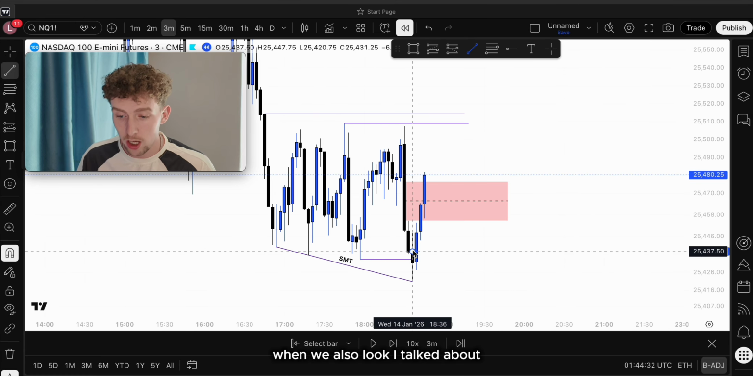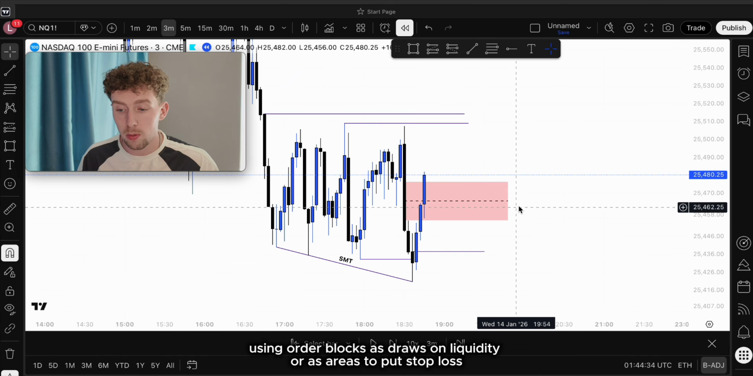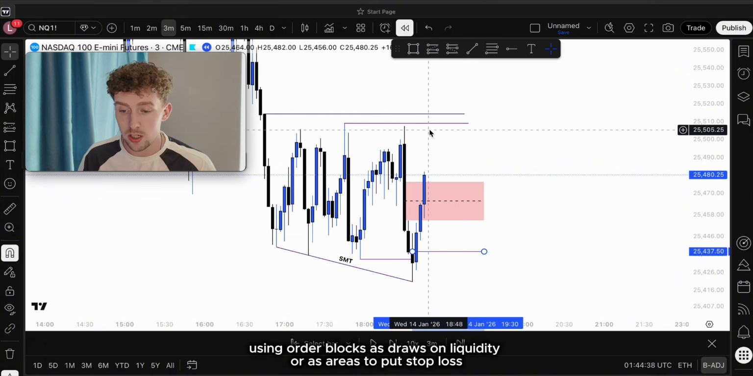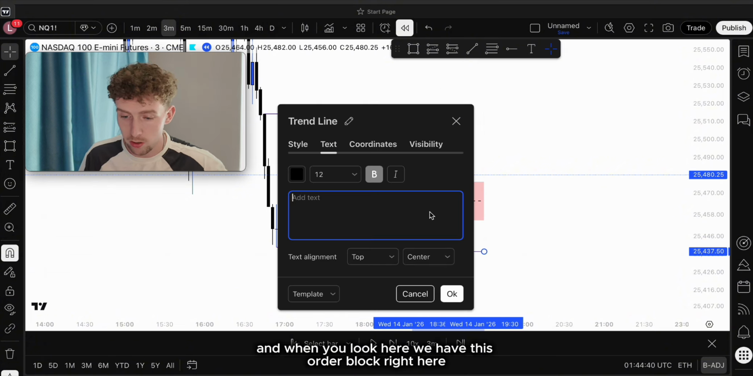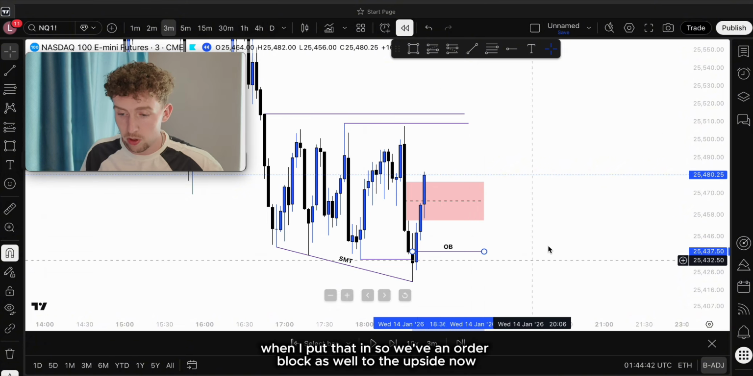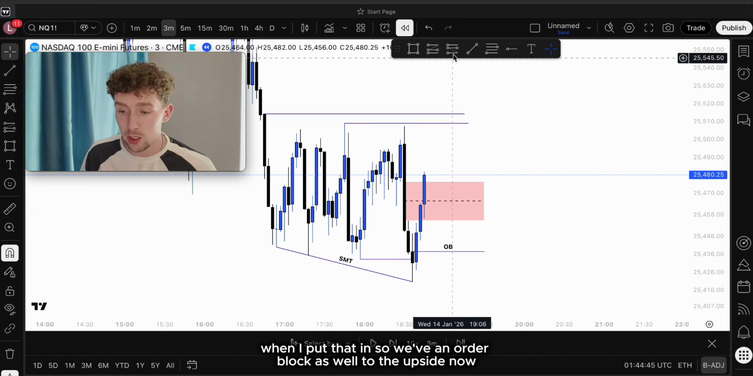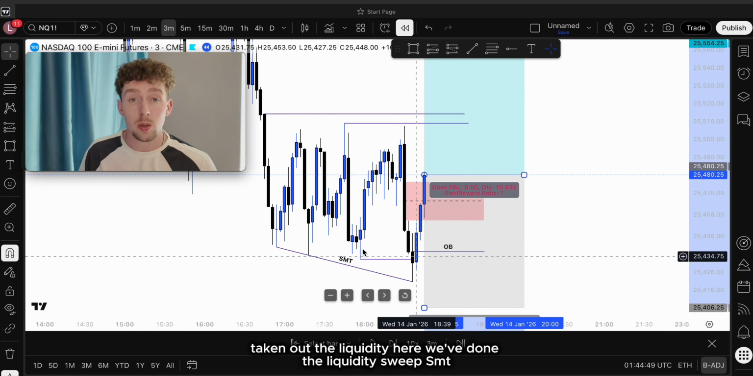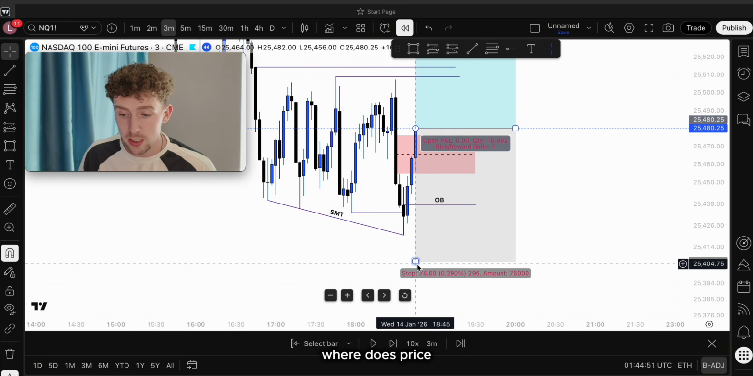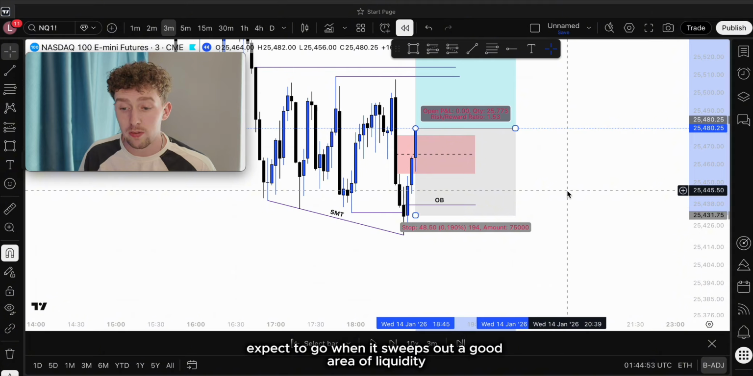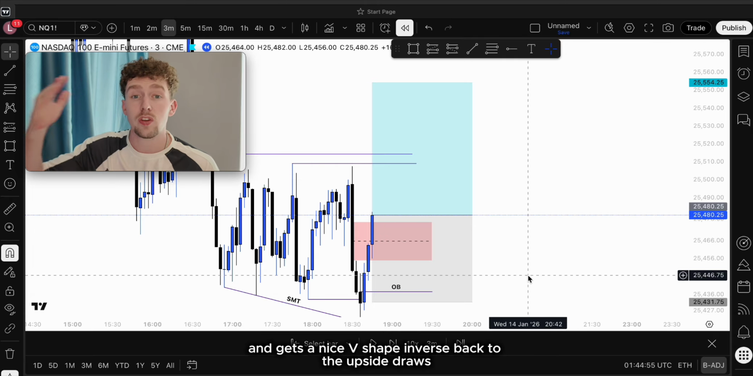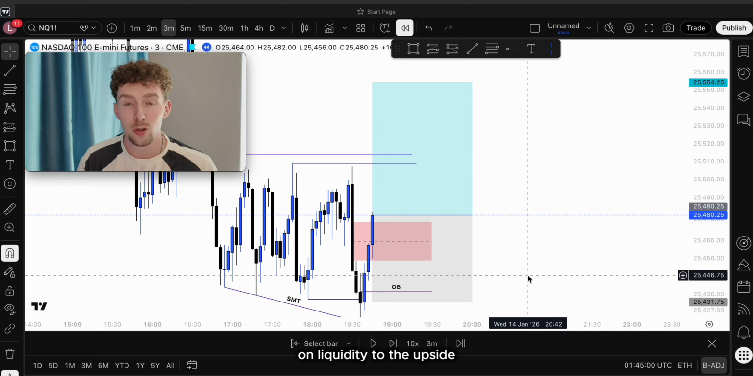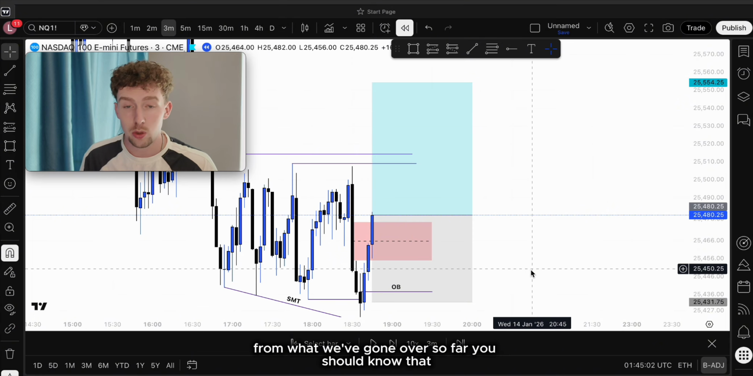I talked about using order blocks as draws on liquidity or as areas to put stop loss. And when you look here, we have this order block right here. When I put that in, we have an order block as well to the upside. Now, we've obviously taken out the liquidity here. We've had the liquidity sweep, SMT. Where does price expect to go when it sweeps out a good area of liquidity and gets a nice V-shape inverse back to the upside? Draws on liquidity to the upside. From what we've gone over so far, you should know that.